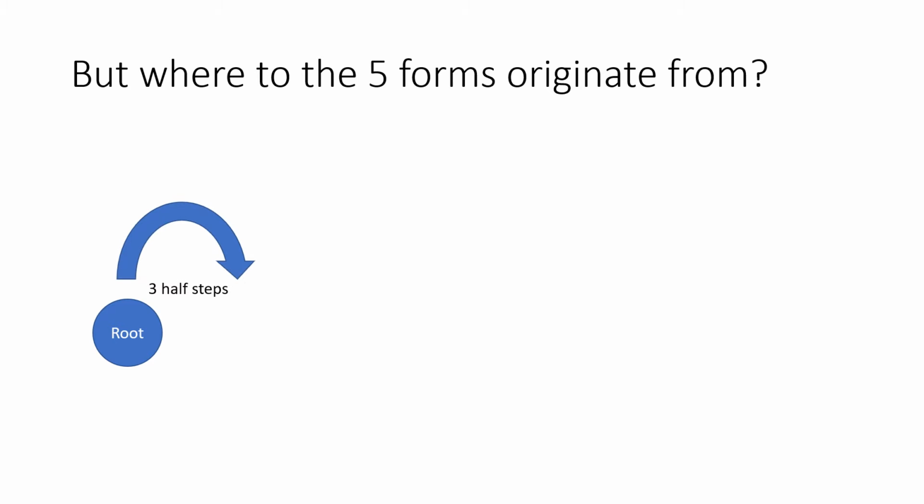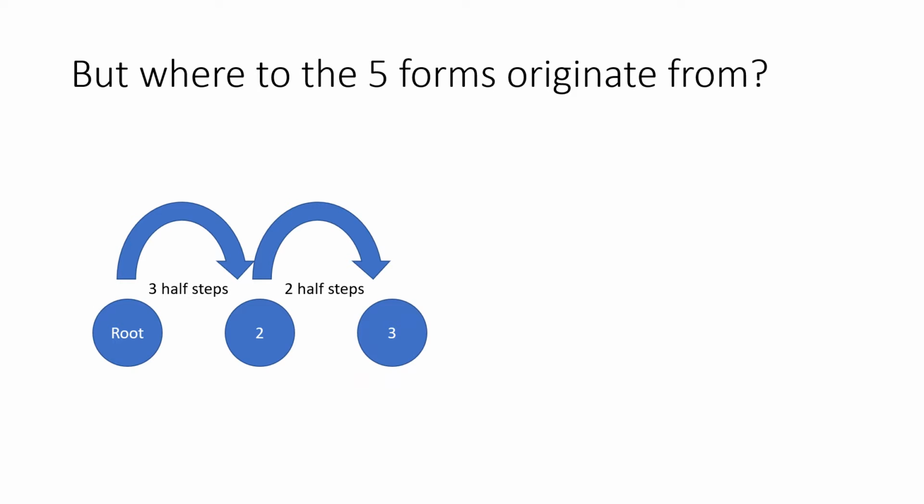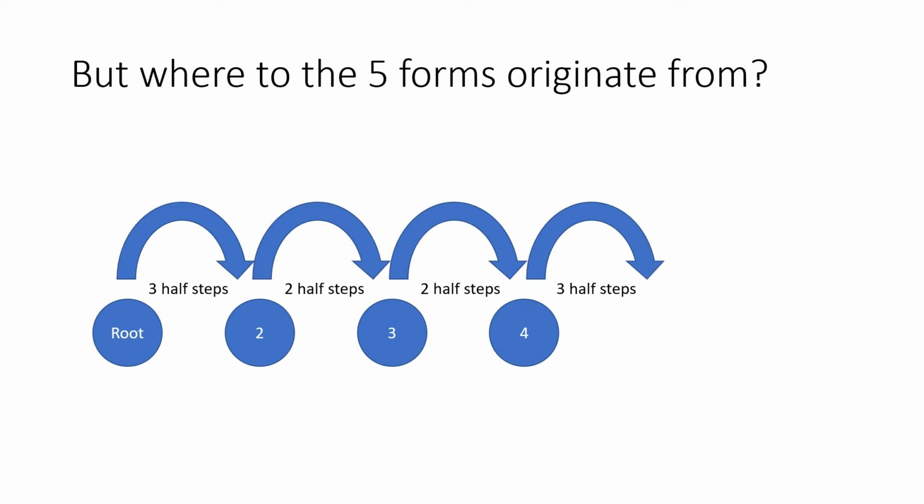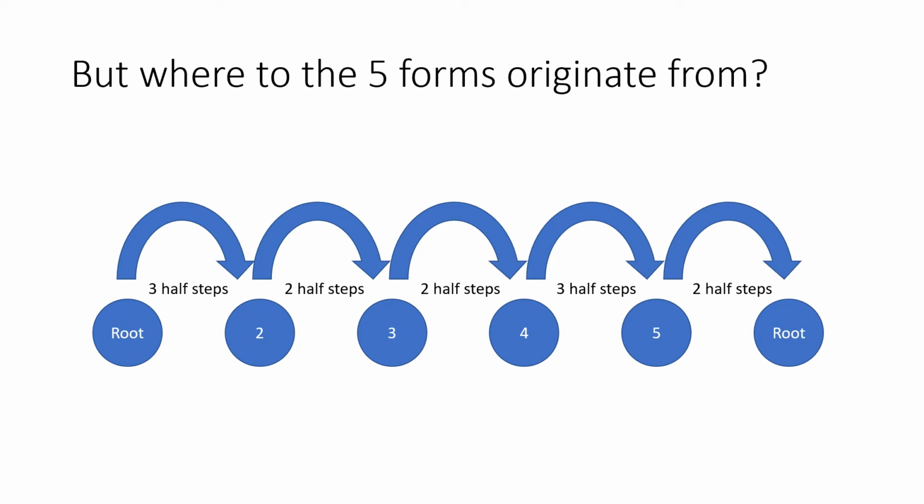To get to the second note in the pentatonic scale, we move 3 half steps up. Then we go to the next note, which is 2 half steps up from there, to the 4th note, which is 2 half steps up from there. Then finally to the 5th note, which is 3 half steps up from there. 2 half steps up further brings us back to the root note, but 1 octave higher.